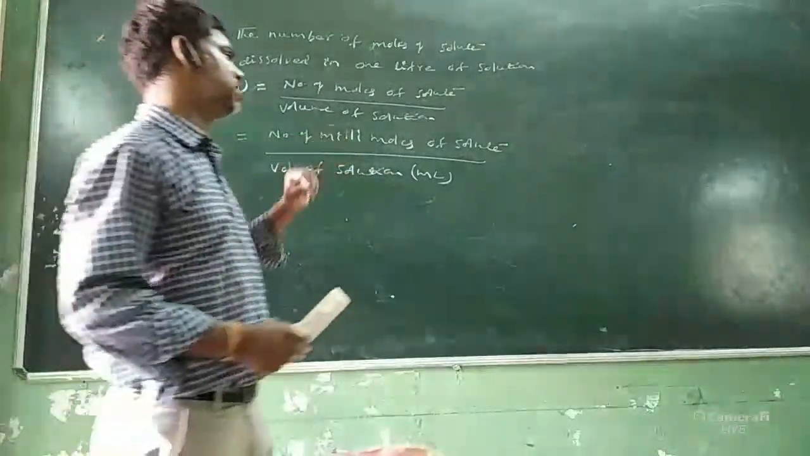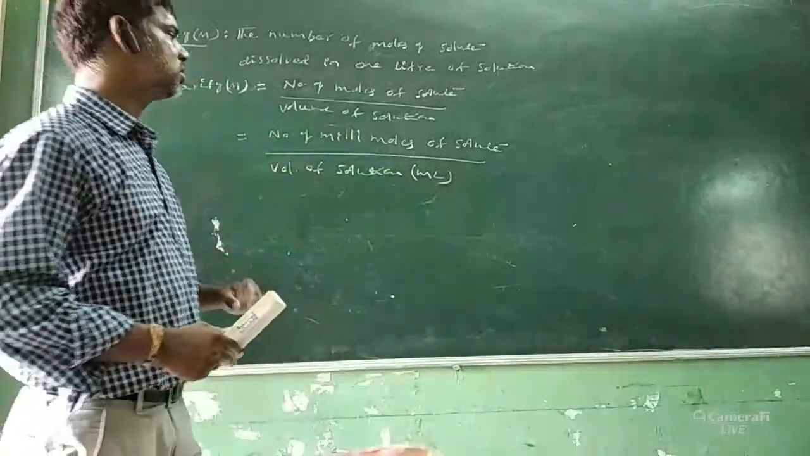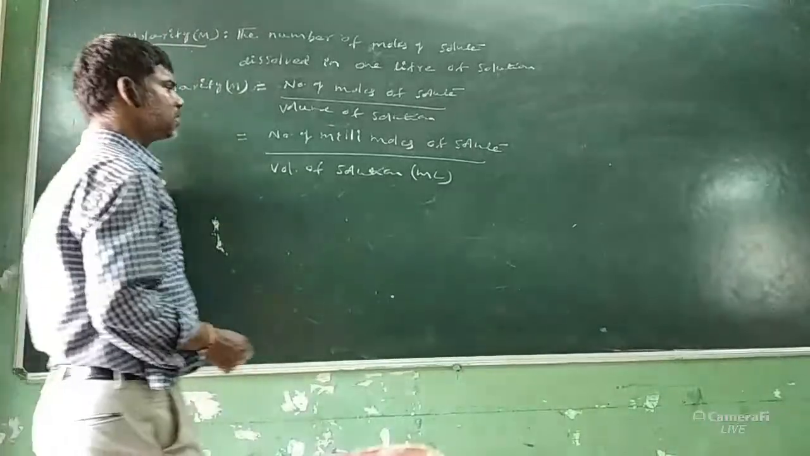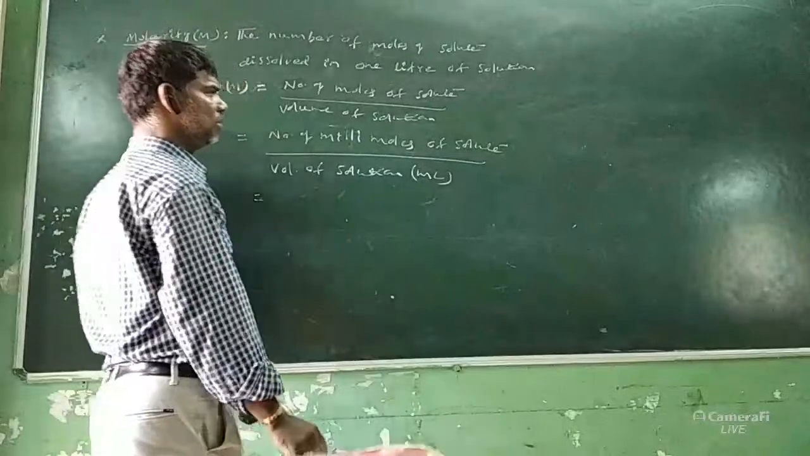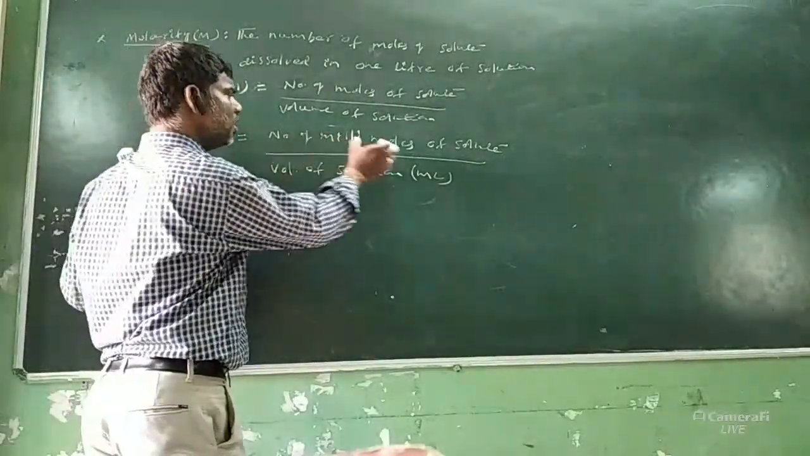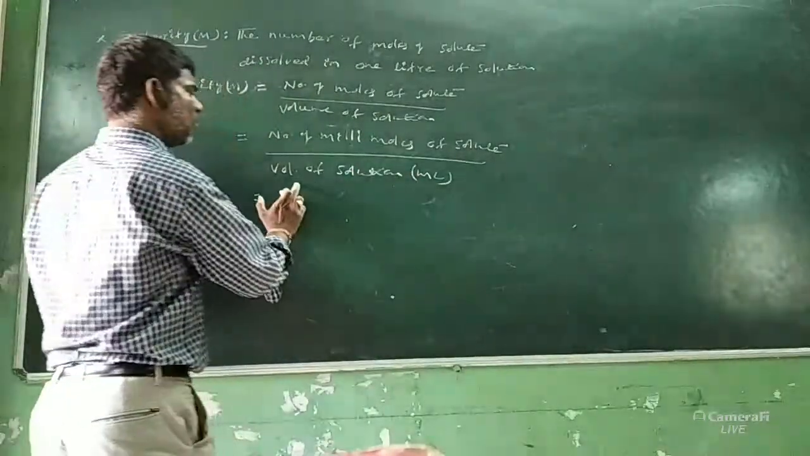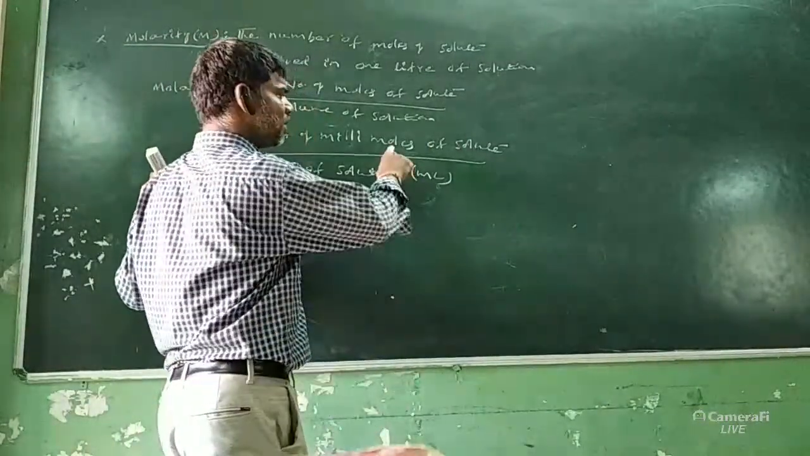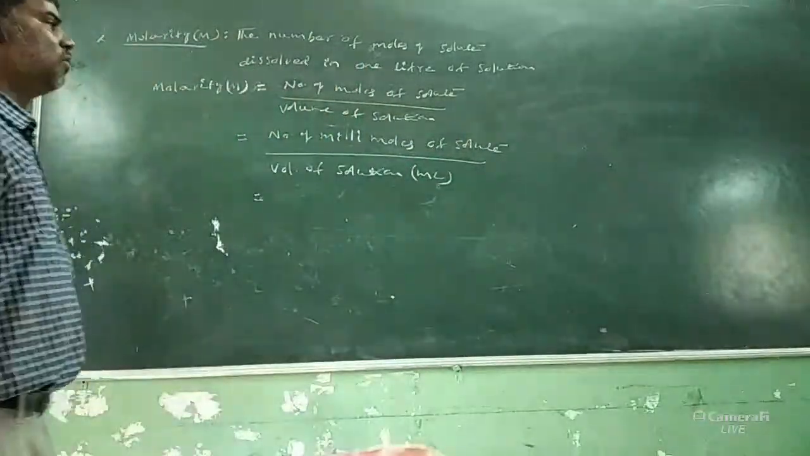Milli means 10 power minus 3. So number of millimoles of solute by volume of solution. Suppose we have millimoles, meaning 10 power minus 3 moles, by volume of solution in ml. That we multiply by 1000. So 10 power minus 3 into 1000 will be cancelled, and we get number of moles of solute by volume of solution.